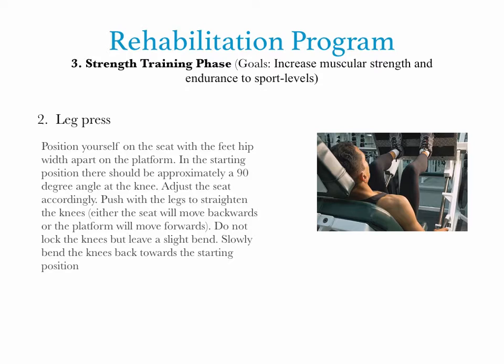For the second exercise, I have a leg press. Position yourself on the seat with feet hip width apart on the platform. In the starting position, there should be approximately a 90-degree angle at the knee. Adjust the seat accordingly. Push with the legs to straighten the knees. Either the seat will move backwards or the platform will move forwards. Do not lock the knees, but leave a slight bend. Slowly bend the knees back towards the starting position.